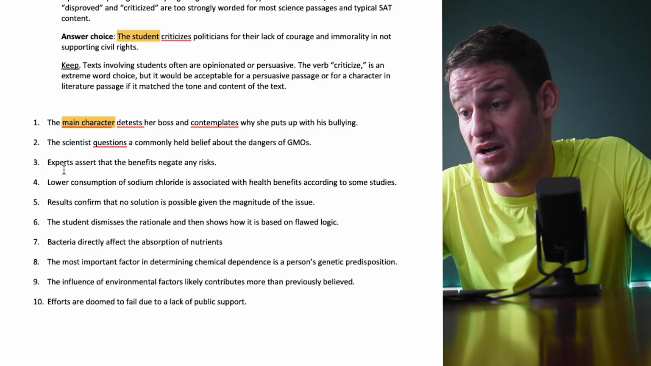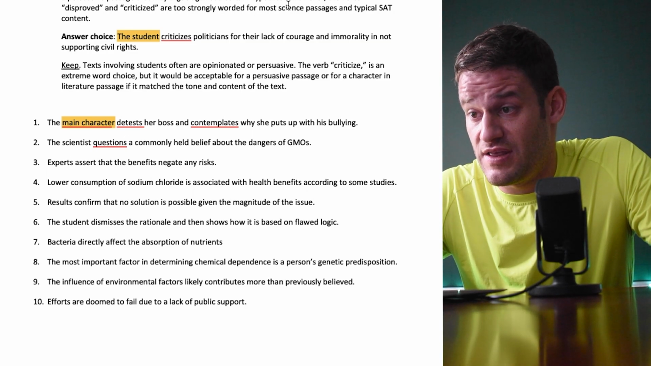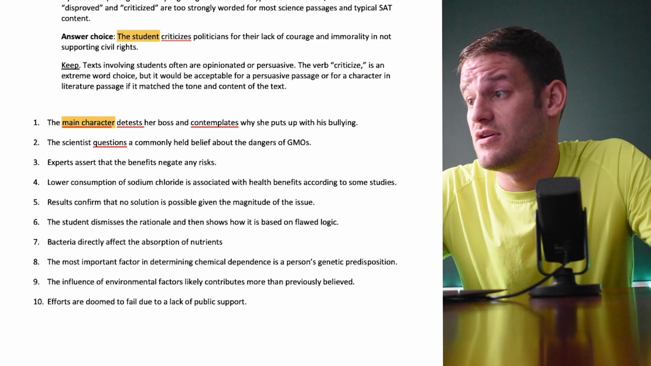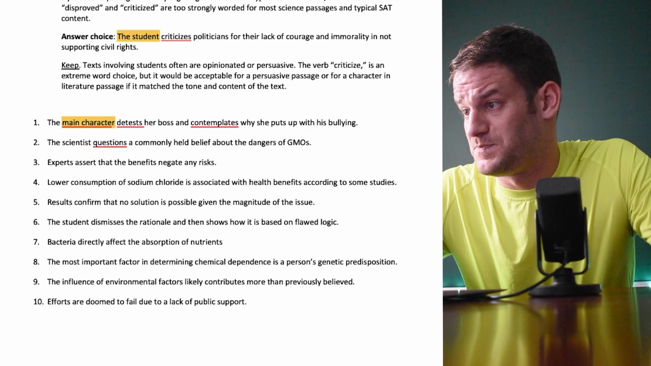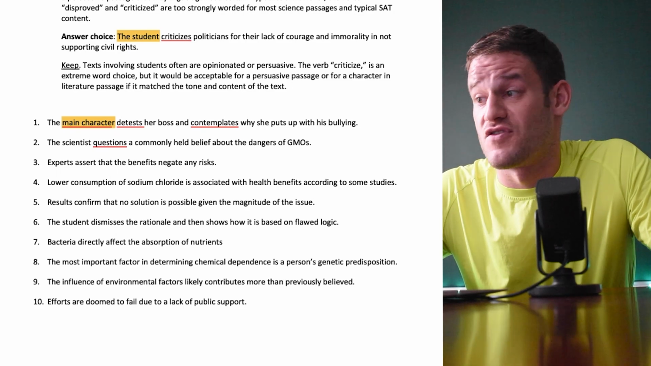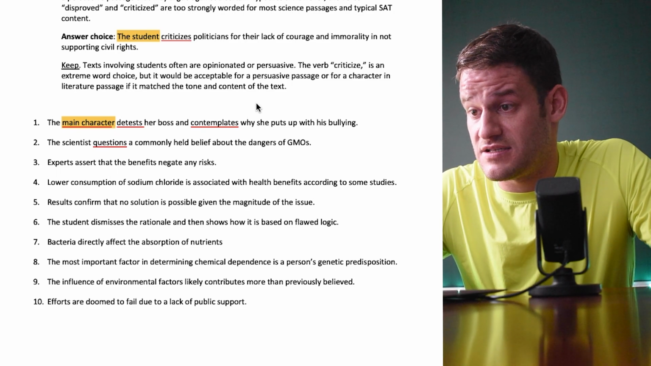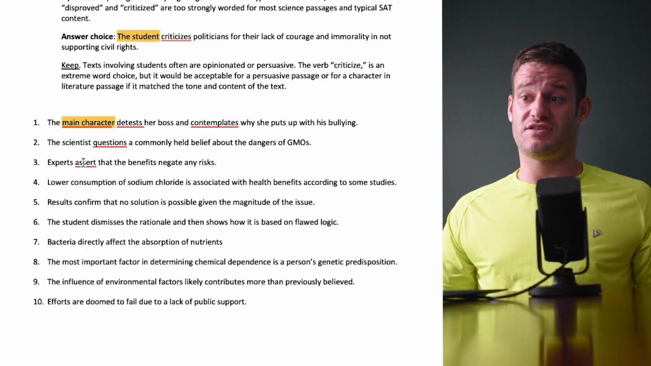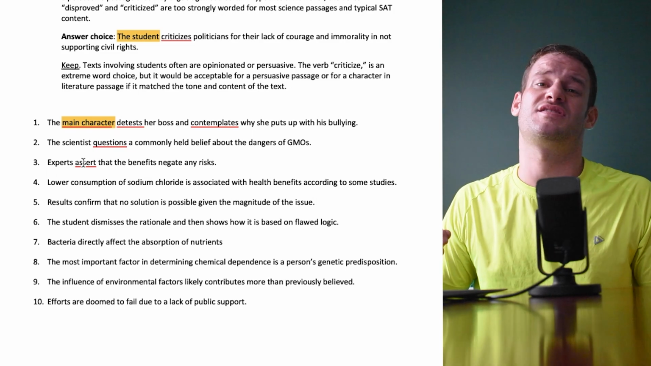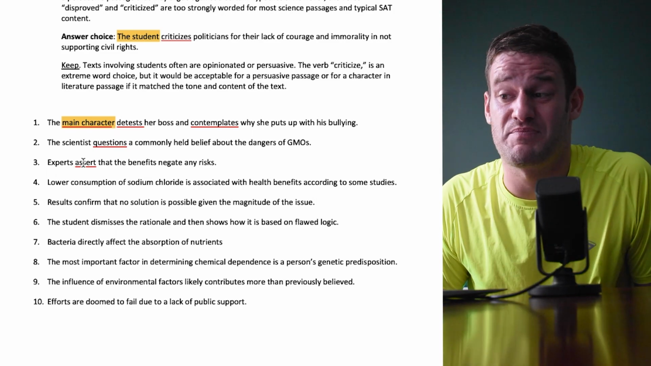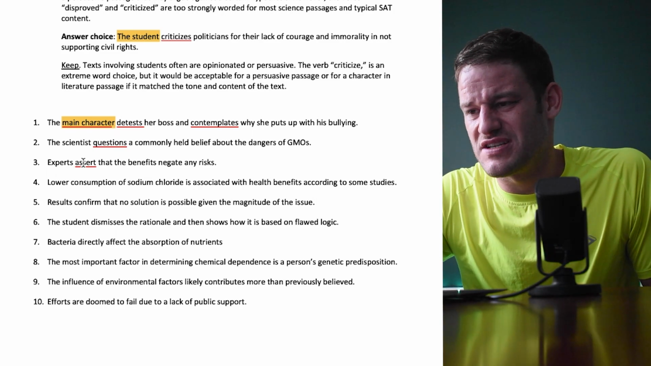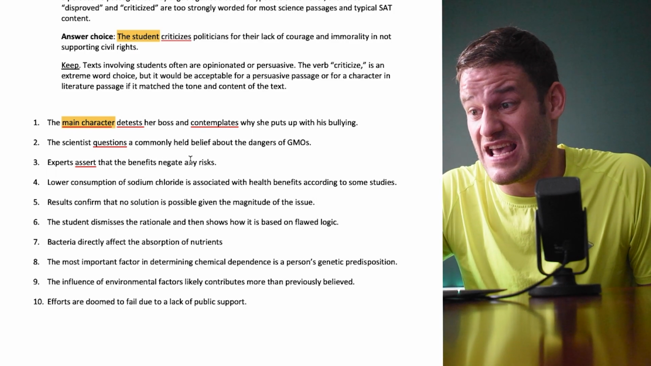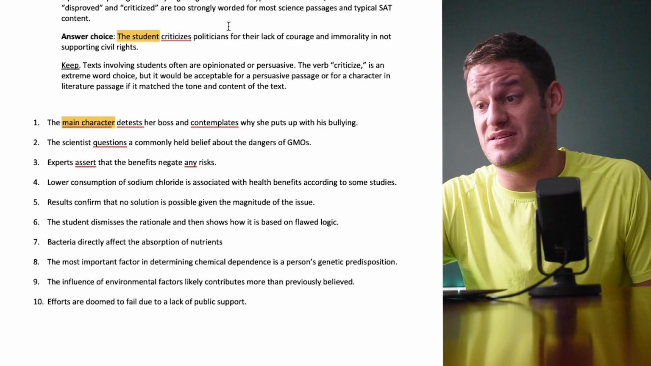It does seem possible. Okay, number three, the experts assert that the benefits negate any risks. Okay, so it's not always going to be the verb that's used. So if we look at our verb here, our main verb, assert, that seems okay. Right? Assert, like questions, is expressing an opinion, perhaps. But we look at the rest of that sentence. The benefits negate any risk. That is a very extreme statement.